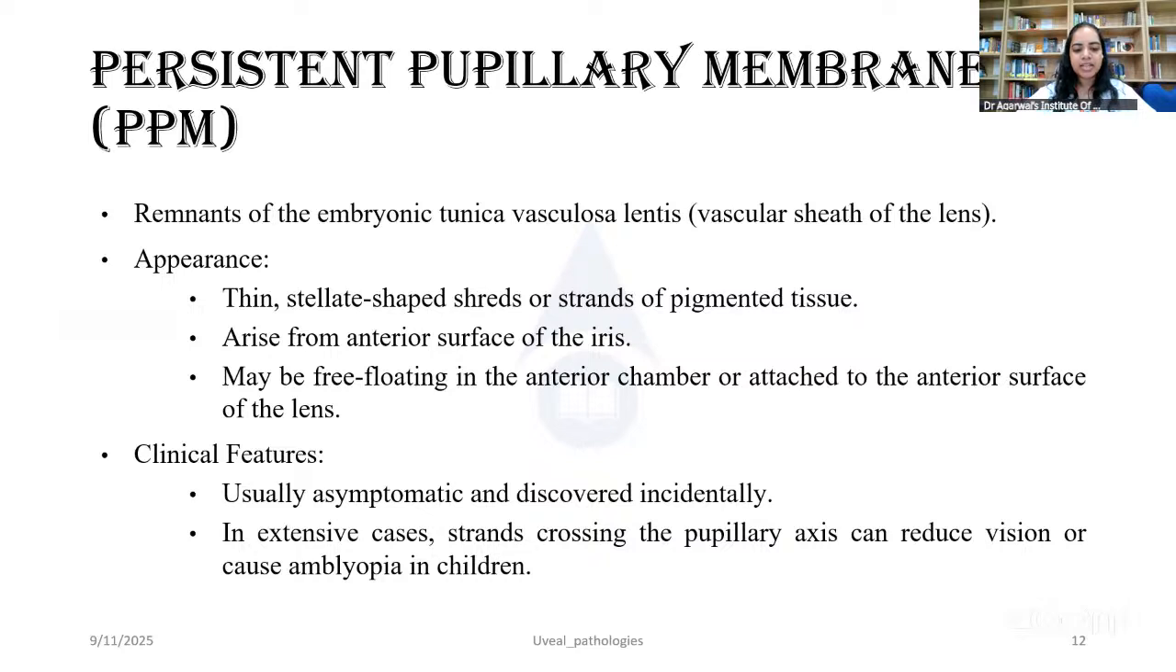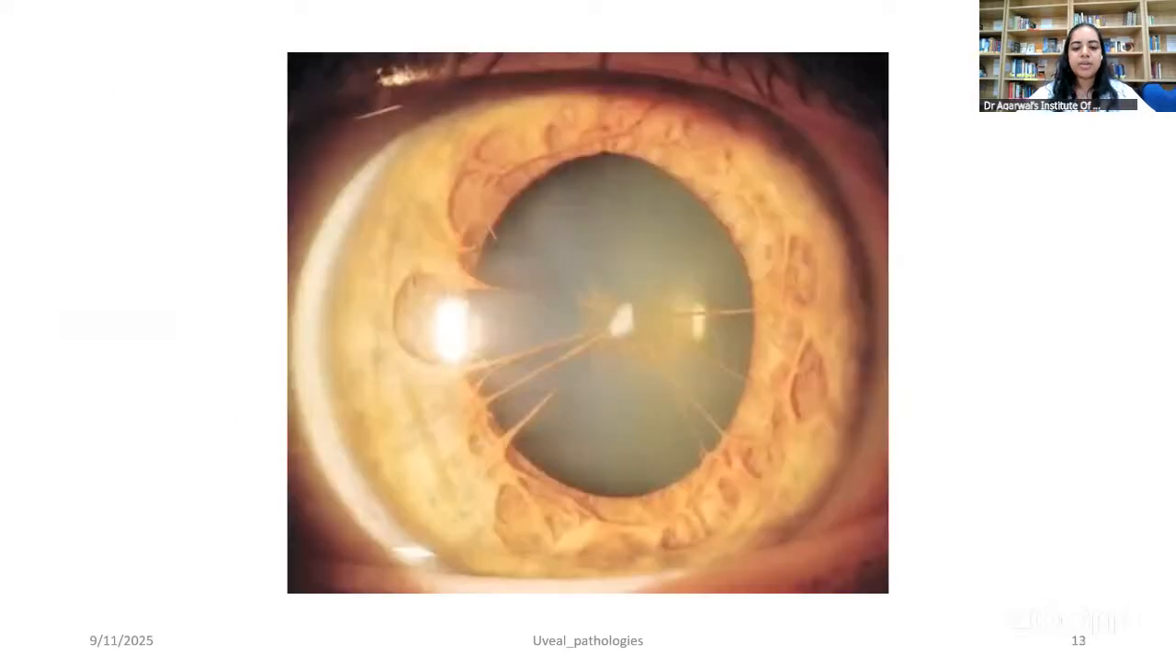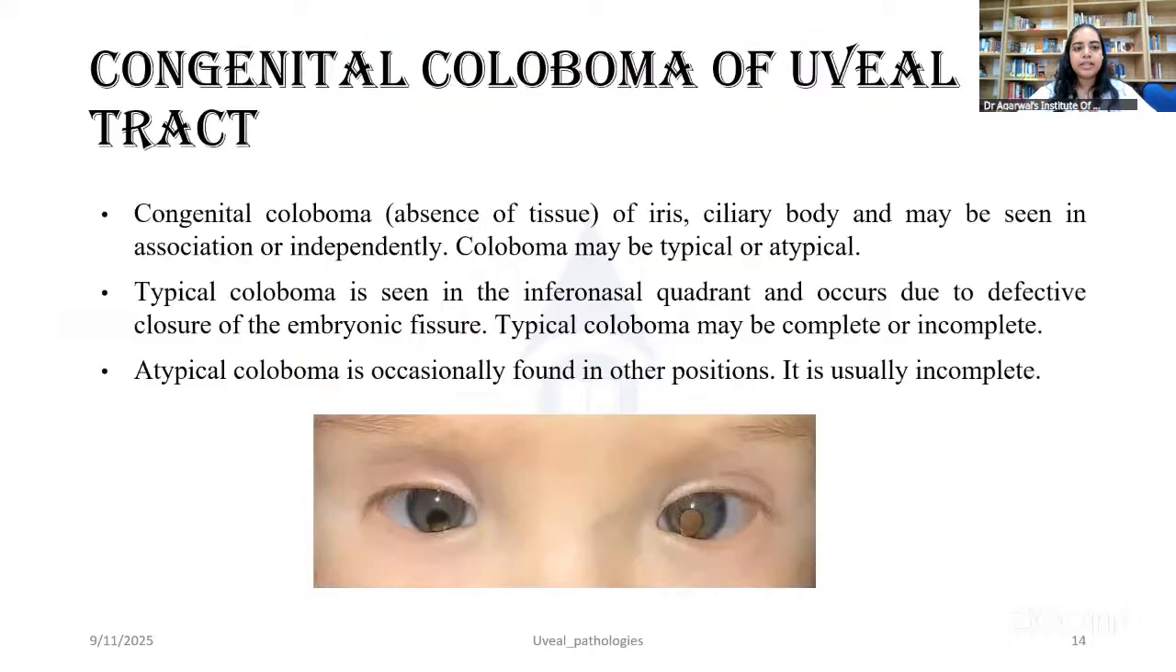In extensive cases, strands crossing the pupillary axis can reduce vision or cause amblyopia in children. This is the picture of the persistent pupillary membrane. Then, congenital anomalies of the uveal tract: congenital coloboma, absence of tissue, that is iris, ciliary body, and may be seen in association or independently. Coloboma may be typical or atypical.